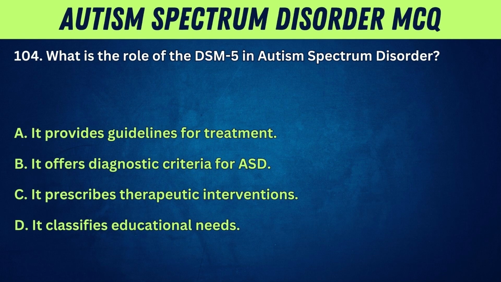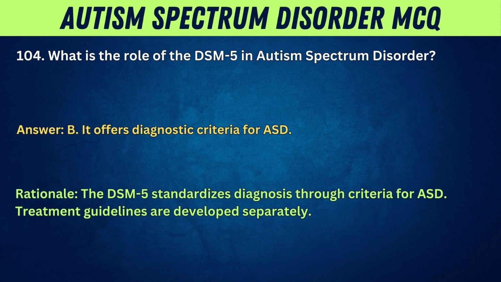104. What is the role of the DSM-5 in autism spectrum disorder? A. It provides guidelines for treatment. B. It offers diagnostic criteria for ASD. C. It prescribes therapeutic interventions. D. It classifies educational needs. Answer: B. It offers diagnostic criteria for ASD. Rationale: the DSM-5 standardizes diagnosis through criteria for ASD. Treatment guidelines are developed separately.